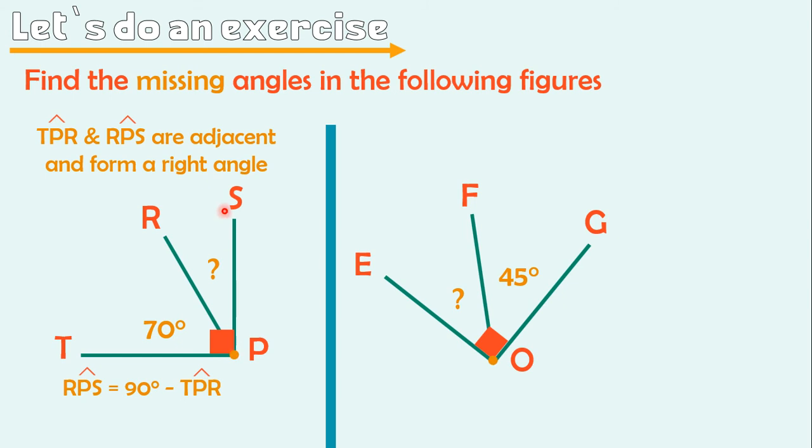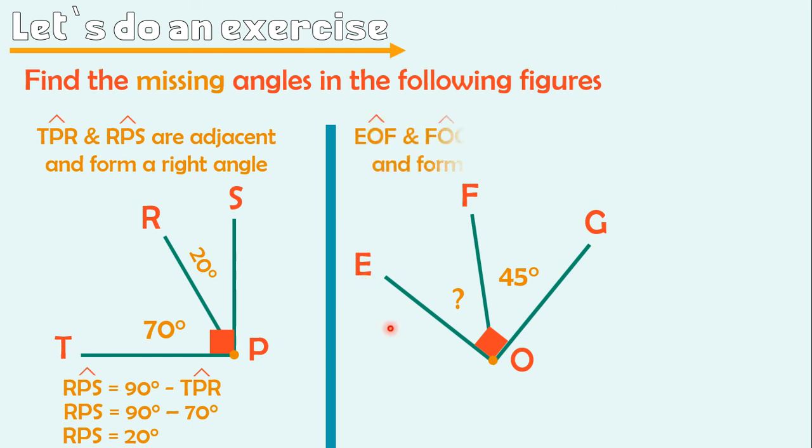So RPS equals 90 degrees minus TPR equals 90 degrees minus 70. So the angle RPS equals 20 degrees. Notice that they are adjacent complementary. Why? Because they are adjacent and their sum is 90 degrees. So they are adjacent complementary.